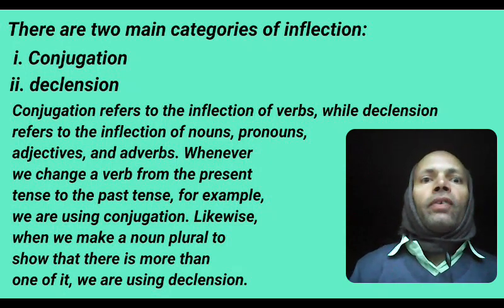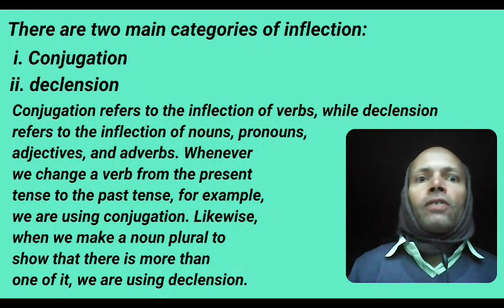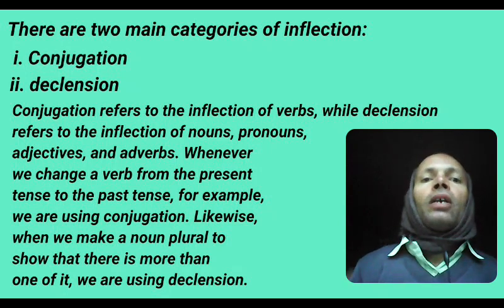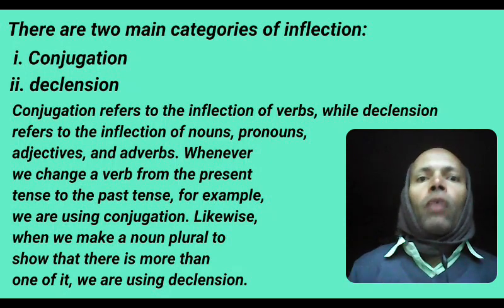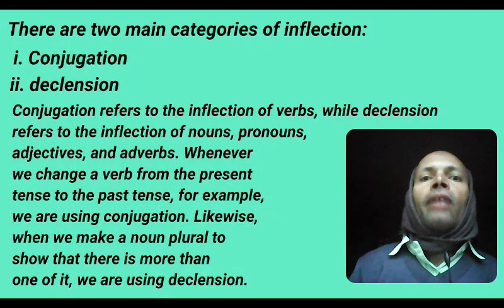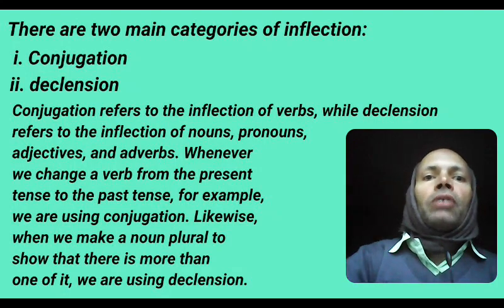Whenever we change a verb from the present tense to the past tense, for example, we are using conjugation. Likewise, when we make a noun plural to show that there is more than one of it, we are using declension.